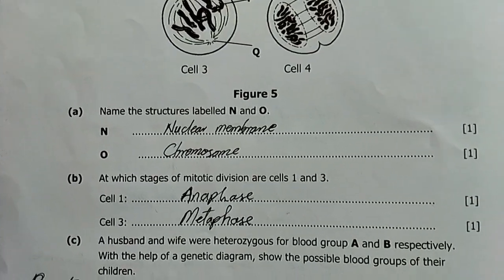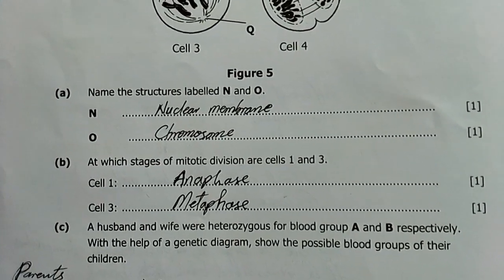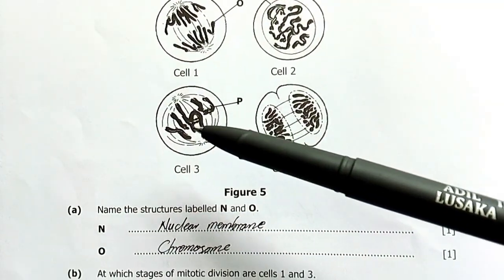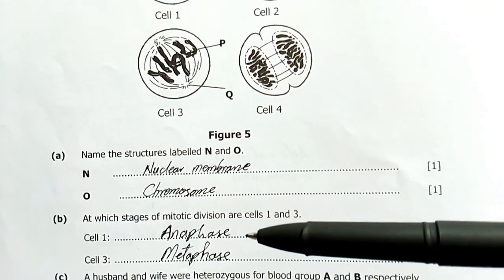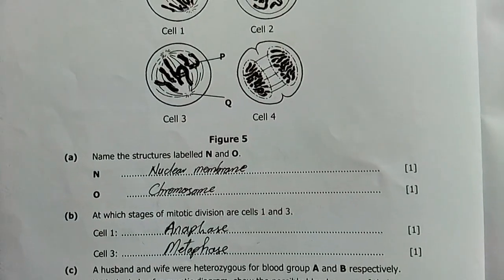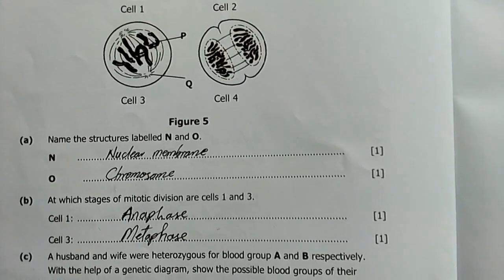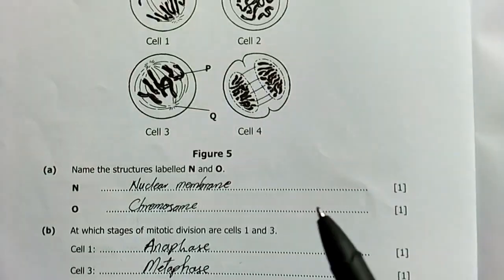Number B, at which stages of mitotic division are cells 1 and 3? 1 and 3. What? Did I just solve for 1 or for 3? Just a moment, let me just confirm. Cool. I think I'm okay. I was almost thinking I went off-road.